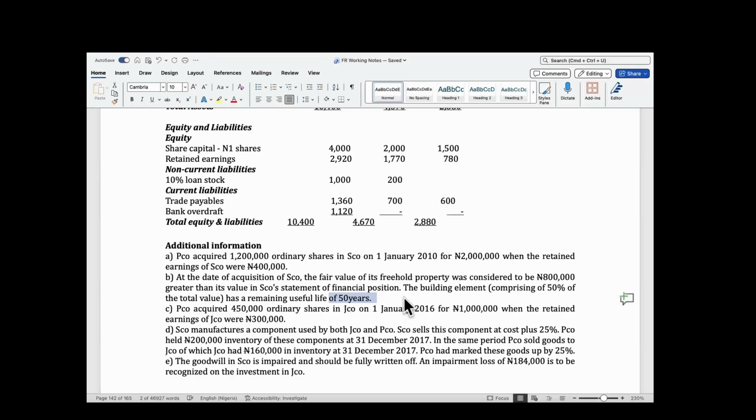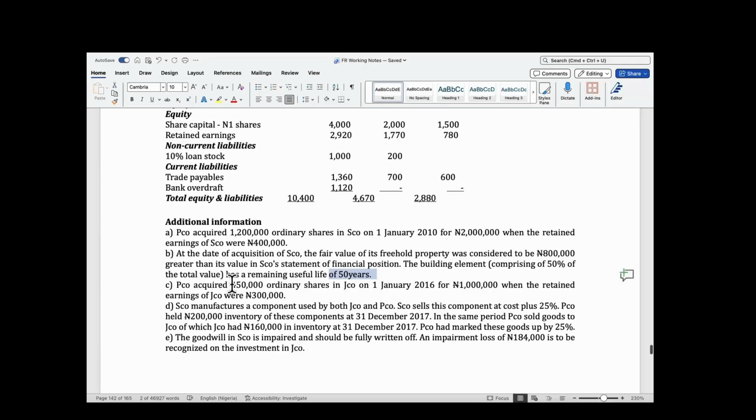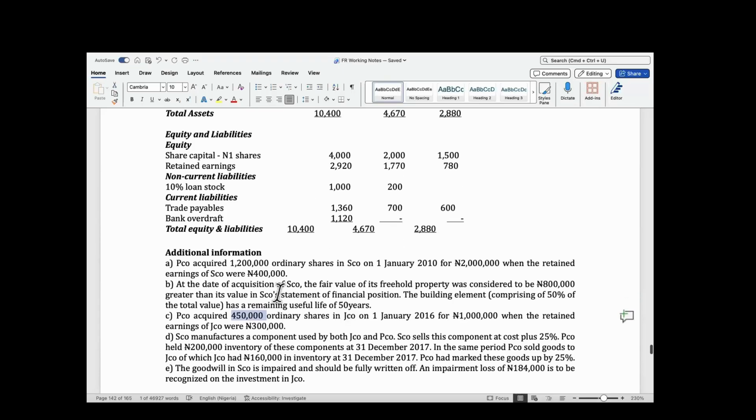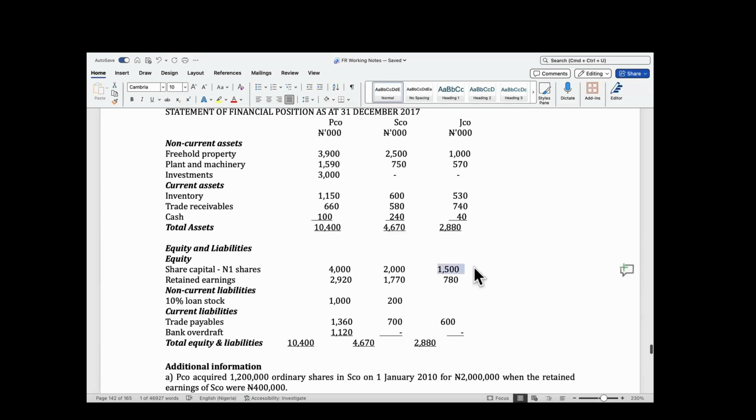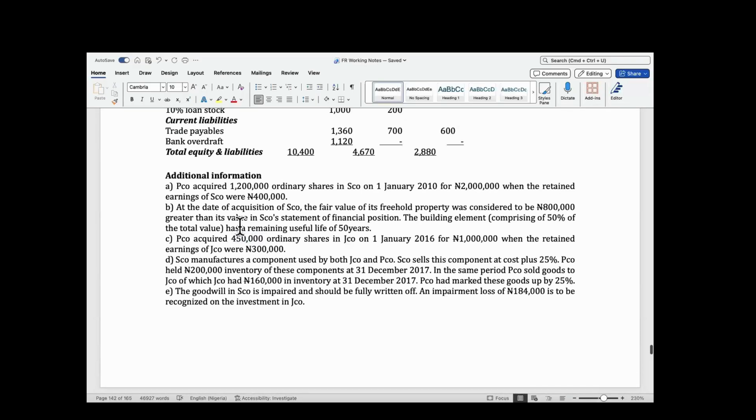I'll show you. Thirdly, PICO acquired 450,000 ordinary shares in JCO for 1 million when the retained earnings of JCO stood at 300. How many shares does JCO have? 1.5 million, because this is 1 error, so 1.5 million shares. And the parent acquired 450,000. So what was the percentage of that? 450 divided by 1.5 is 30%. So JCO is an associate.